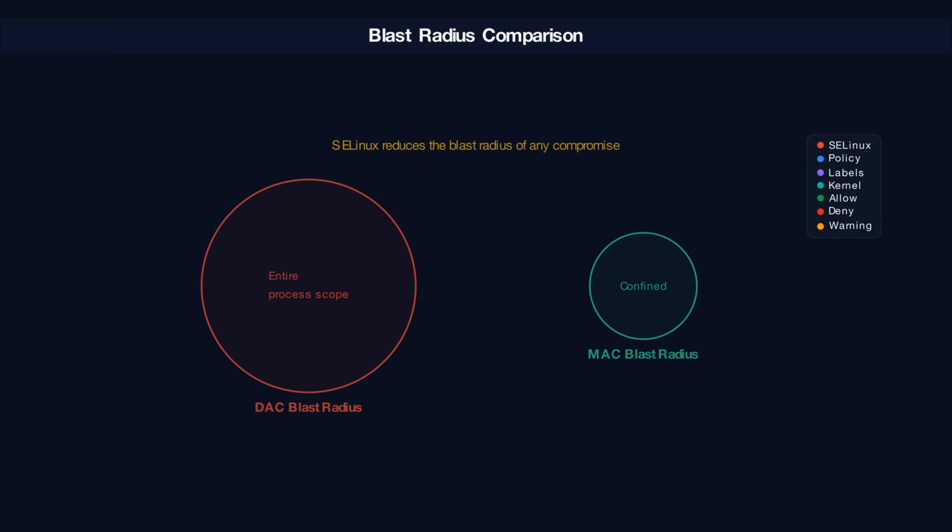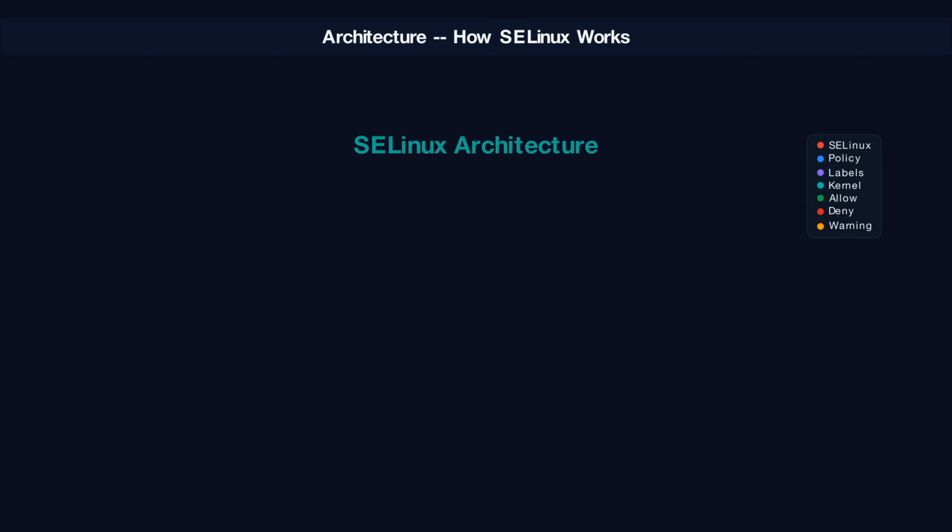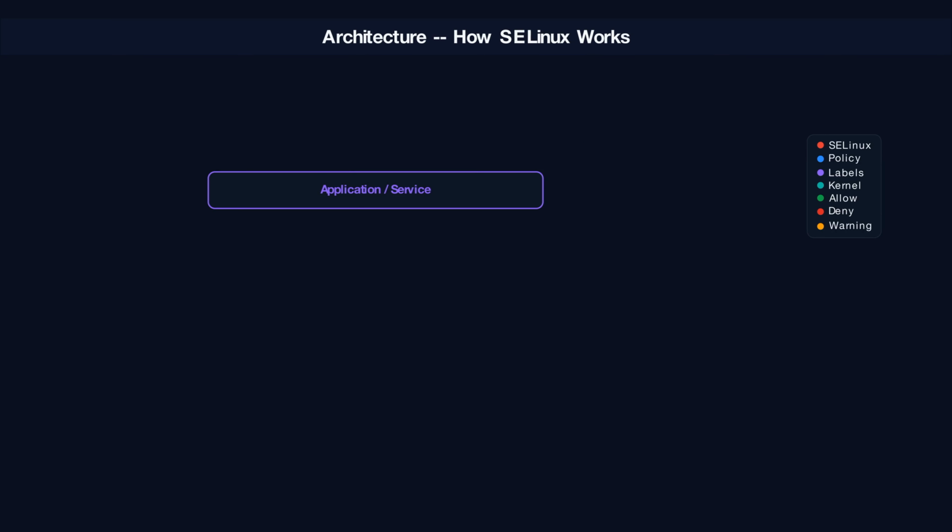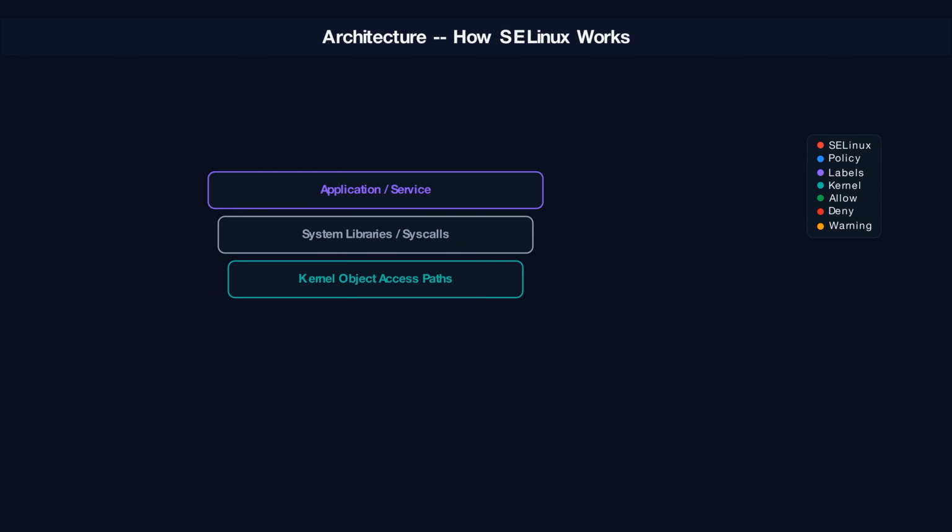Let us look at how SELinux fits into the Linux kernel architecture. At the top sits your application or service. Below that are system libraries and system calls. Below that is the kernel's object access paths, the code that handles files, sockets, processes, and IPC.